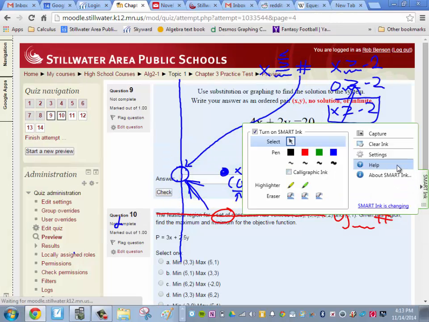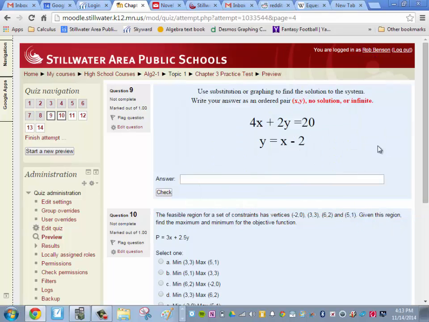Moving on up to the next one. Here it says, use substitution or graphing to find the solutions to the system. Write your answer as an ordered pair, no solution, or infinite solutions. So it's one of these three. When I give you this, I just give you suggestions. If you want to eliminate, go ahead and eliminate. It doesn't matter how you get there as long as you get there, right? That's what I always say. So just do whatever makes sense to you. But I'm just giving you a suggestion.